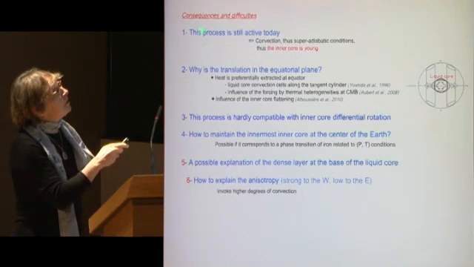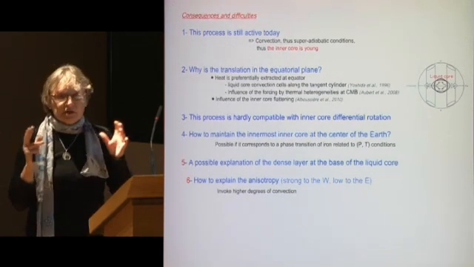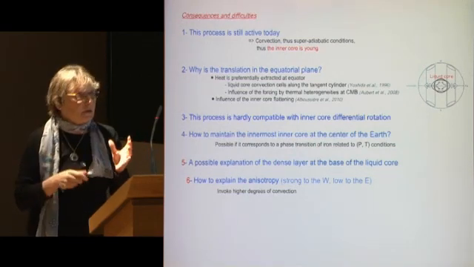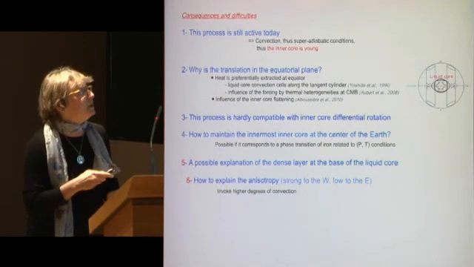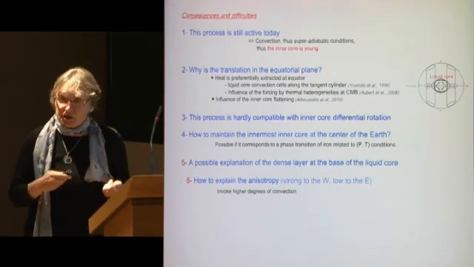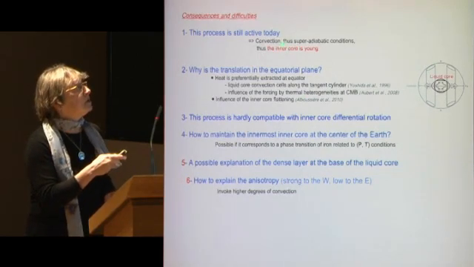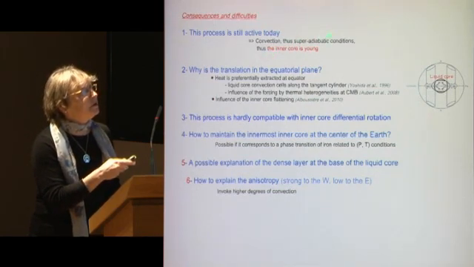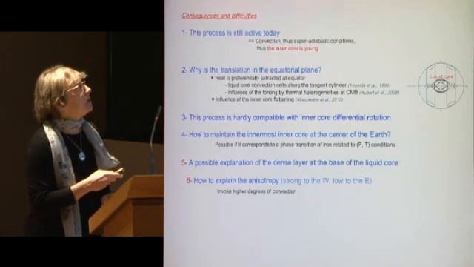First, we have observed that we still have this dichotomy between the two hemispheres. It means that this process is still active today. So it means that convection is still active today, and this implies that the inner core must be young, because it must be in superadiabatic conditions.